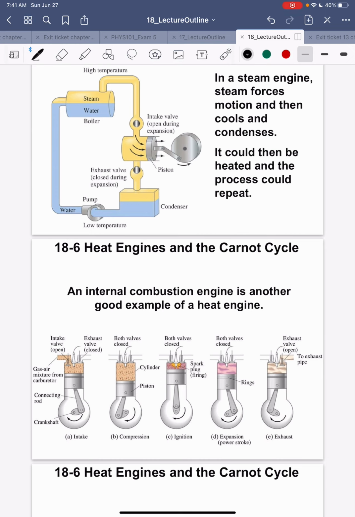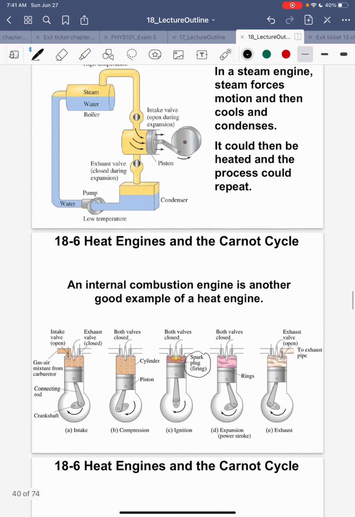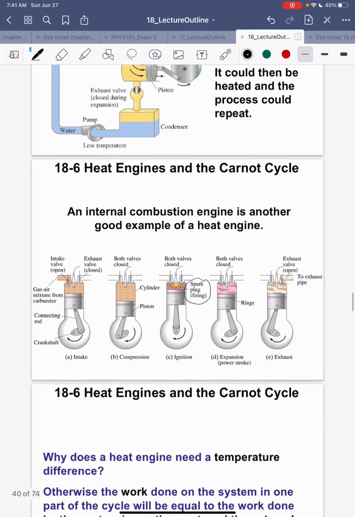An internal combustion engine is another good example of a heat engine, where we are going to have an intake where I'm going to take the gas, and then I will compress it, and then we're going to have a system that is going to create a spark where it's going to ignite, and then it is going to make the expansion. We call this the power stroke, and then we are going to have an exhaust valve where that is going to be expelled.